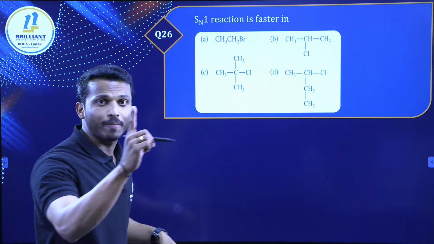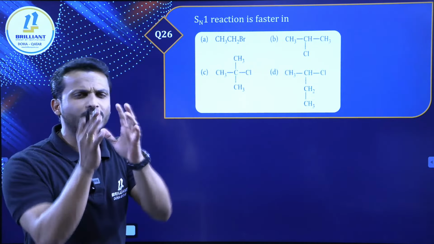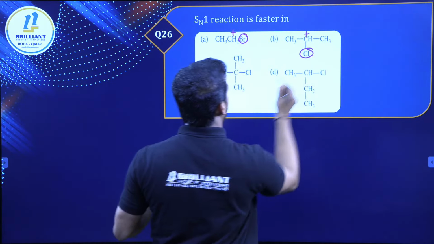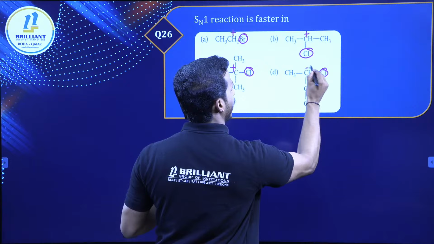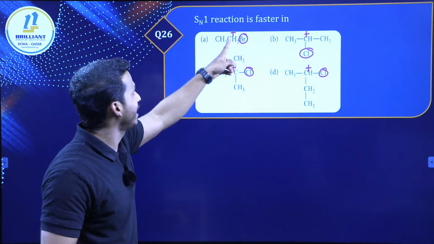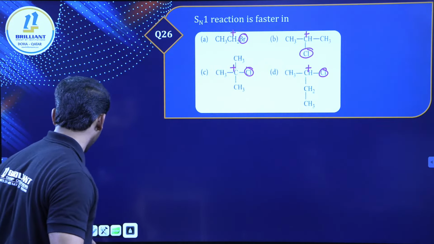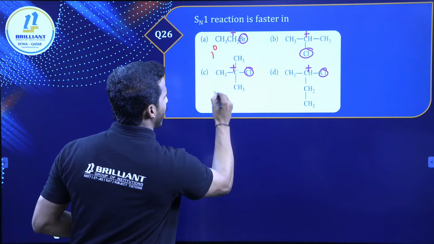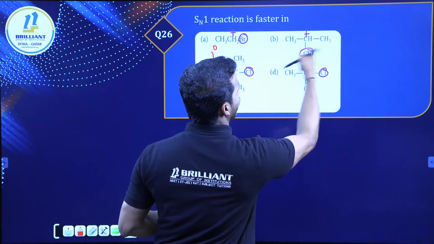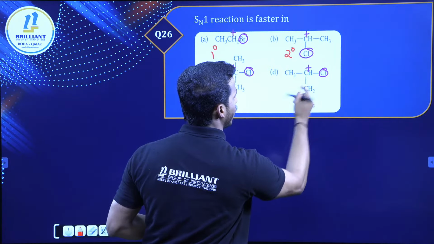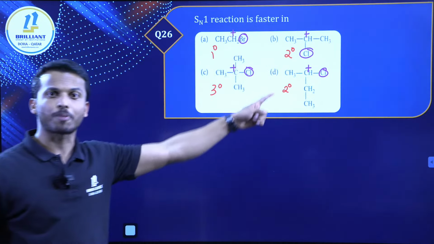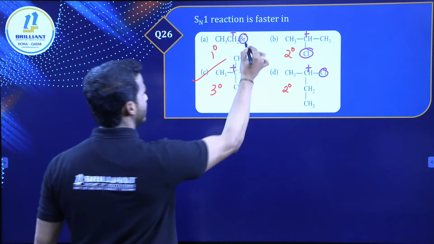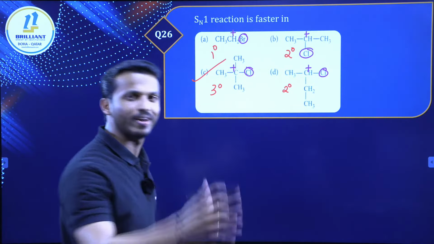Dear all, in SN1 mechanism, nothing to overthink: remove the halogen, make the carbocation. See what carbocation this is? It is connected to just one carbon, therefore it is primary. This carbocation is connected to three carbons, tertiary. This one is connected to two carbons, secondary. Among primary, secondary, and tertiary, which is more stable? Tertiary. So option C readily undergoes it. Yes, you already gave the answer.